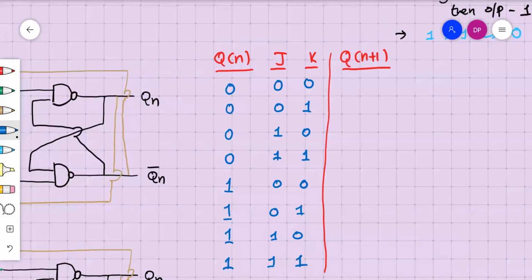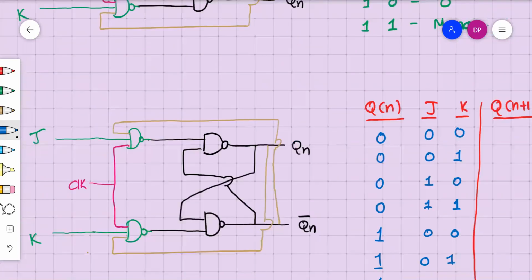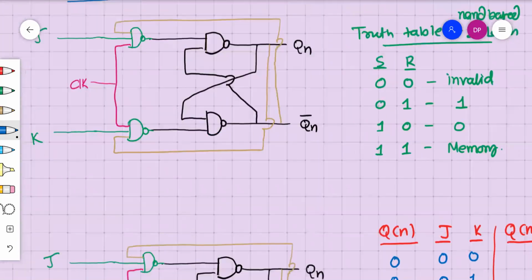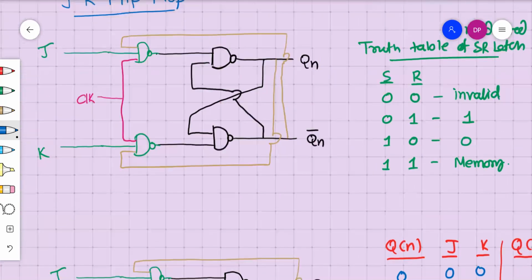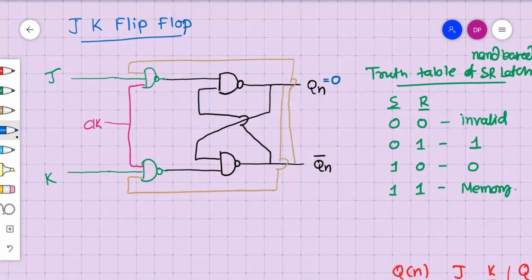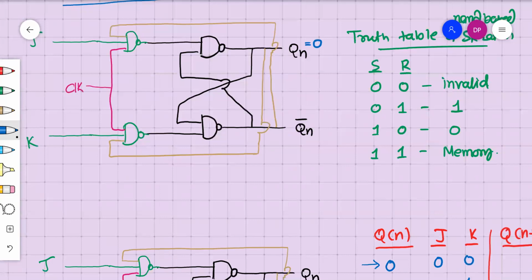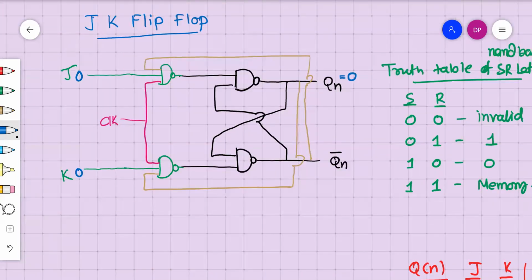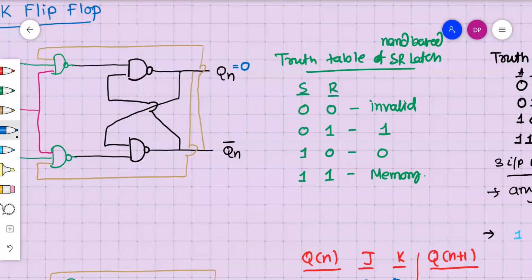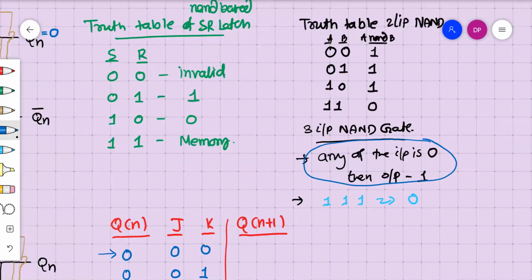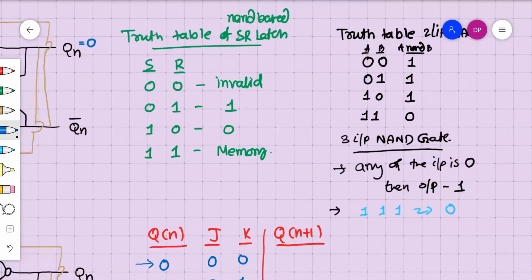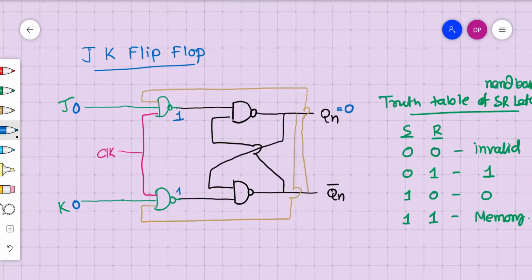So how to do this for these 8? I have taken 8 different figures. Let's answer the first one. In this figure, let's assume Qn, the present state, is 0, for this first row. The present state is 0, and I am giving a 0 here and a 0 here. For a 3 input NAND gate, if any of the inputs is 0, what is the output? The output is 1. So here we get a 1, and here also we get a 1, irrespective of the value of clock and Qn.